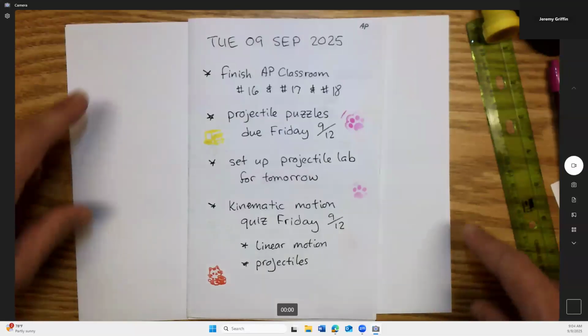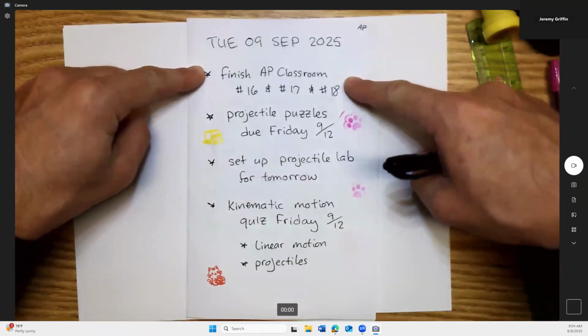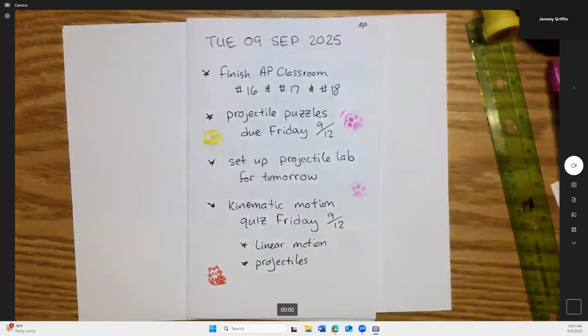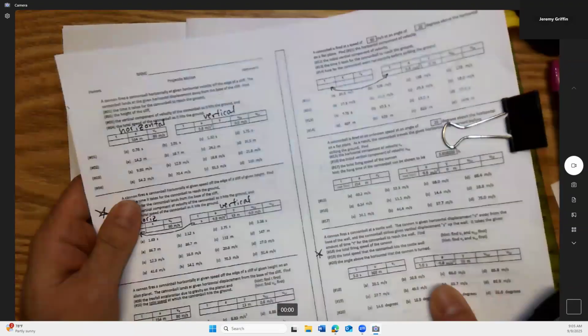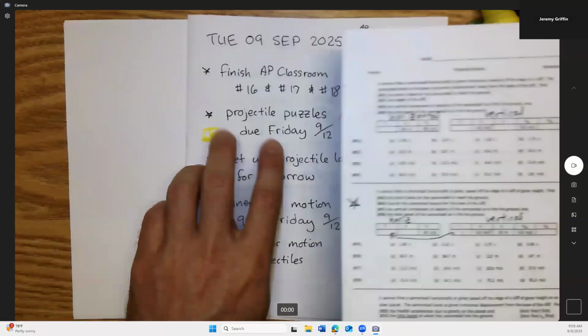All right, so Tuesday, September 9. All right, we just knocked out these right here. Wanted to do more projectile puzzles with you guys. I think we did some of these the other day, so we'll knock out some more of these. You guys know this page is due on Friday.